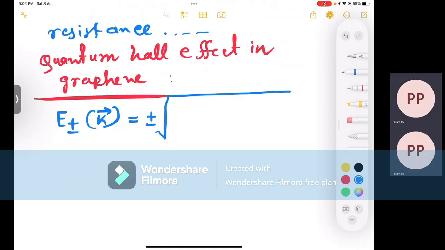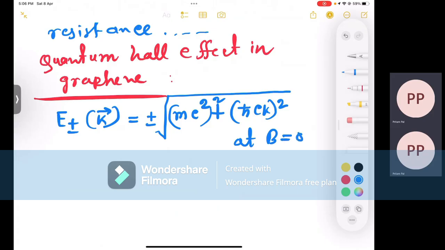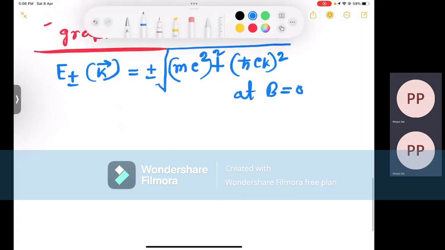This is in the context of relativity. Keep in mind, okay, because we are dealing with a particle which has a speed close to the speed of light: mc squared plus h cut c k square. Okay. And of course, we have not applied any magnetic field over there, so B equals 0.